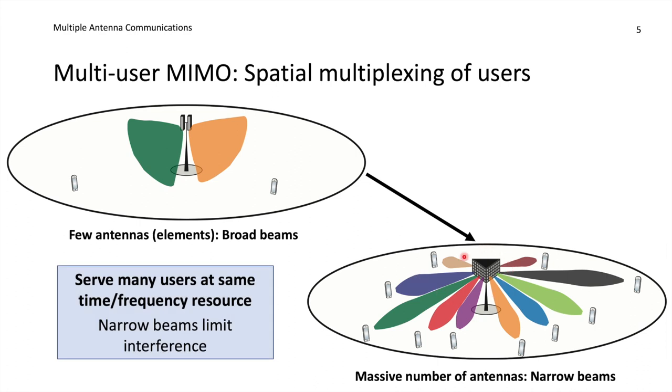And the enabling factor of the spatial multiplexing of users is that we have many antennas, so we get narrow beams, and in that way we can limit our interference. And it's not only about trying to direct the beams towards users and making sure that the beams are narrow enough, but actually to tune the beams in such a way, using methods like zero forcing, in order to limit interference that is caused between the users.